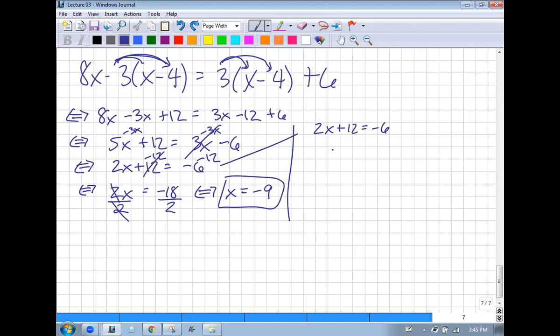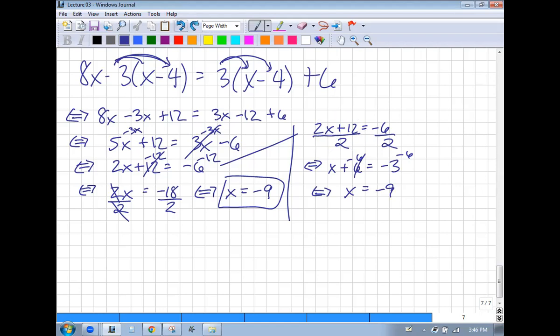Whatever you do to one side, you have to do the other. And that means the whole side. You can't just divide this by 2. You have to divide the whole thing by 2. Right? So if you did it that way, you would have 2x over 2 is x, 12 over 2 is 6. And then minus 3 over 2 is a minus 3, right? And then you could subtract 6 from both sides, and we get x equals minus 9.